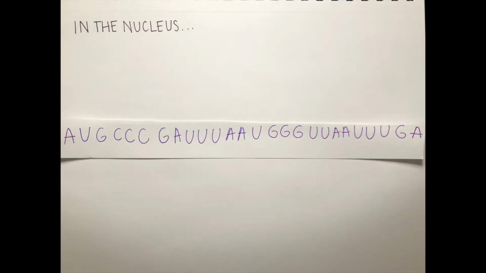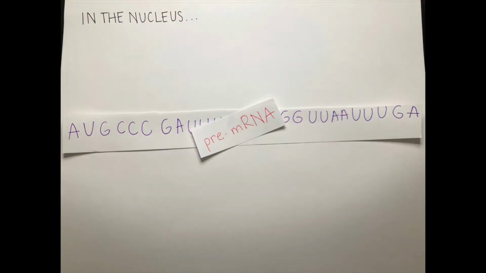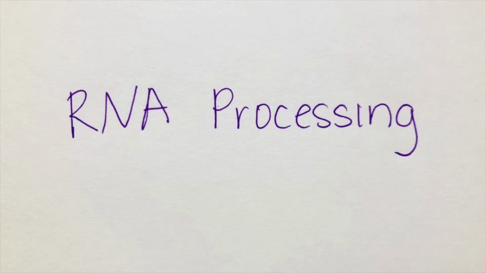So now we have mRNA, right? Well, sort of. We actually have something called pre-mRNA. Before we can leave the nucleus to create proteins, our mRNA needs to be processed, which coincidentally leads us to our next step, RNA processing.